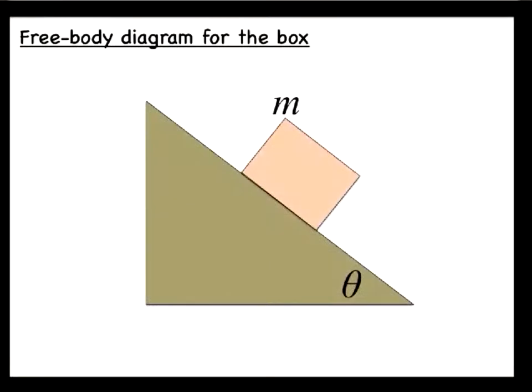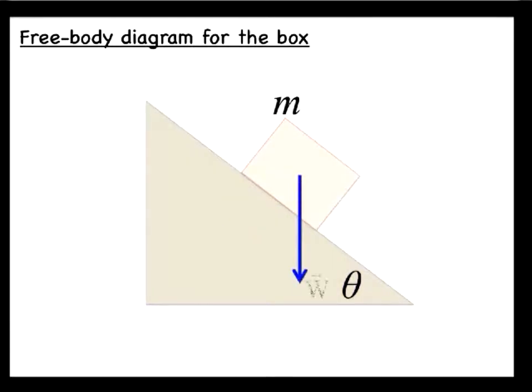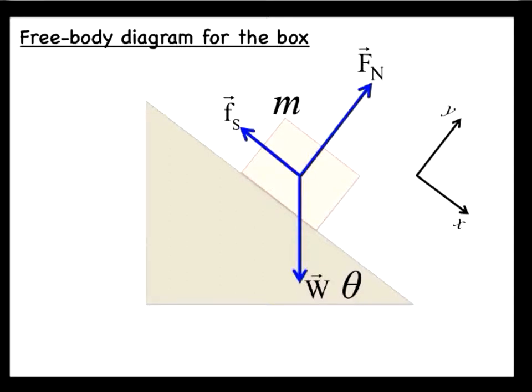We ask ourselves, what fundamental forces act on the box? We have the weight, which points straight downward. We also have the normal force, which is perpendicular to the surface, and the static friction force, which points up along the incline. Next, for step 3, we need to choose a convenient set of coordinate axes. Here we rotate our xy system so that the x-axis points down along the incline and the y-axis is perpendicular to the incline. Now we break the vectors in the free body diagram down into their x and y components.